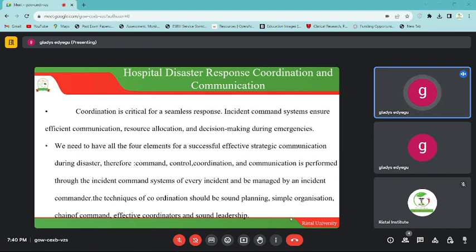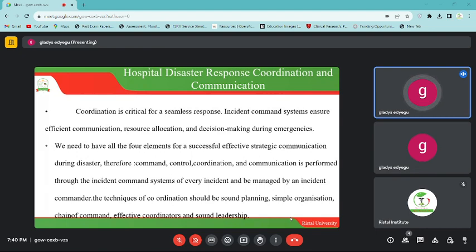We talked about multidiscipline, and we have different people to play different roles. So when there is that different kind of multidiscipline team, then we need to have a way of coordinating our roles and our responsibilities. And communication is performed through the incident command systems of every incident, and it has to be managed by an incident commander. So there should be someone in the team to command the rest on what they are supposed to do.